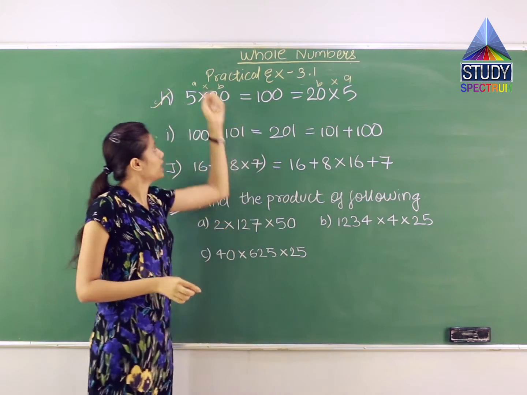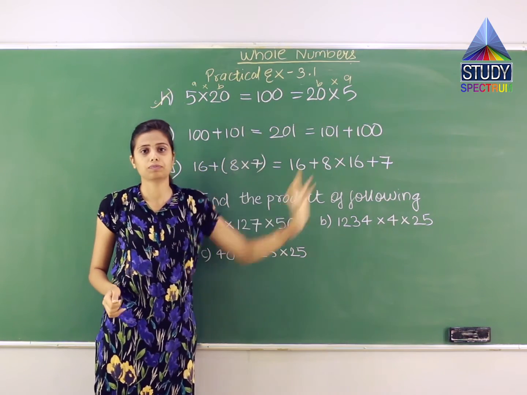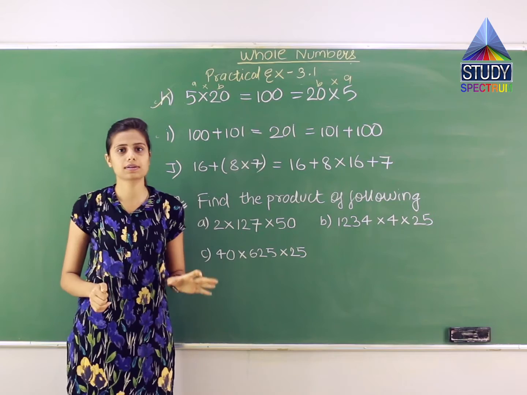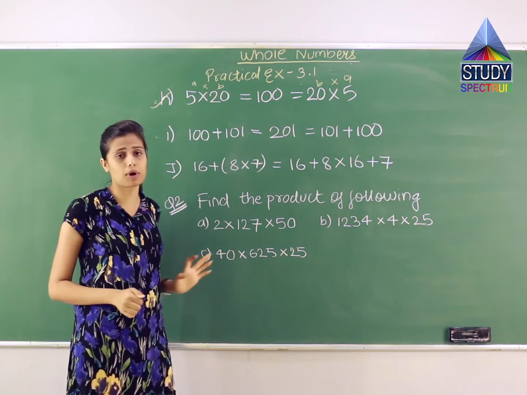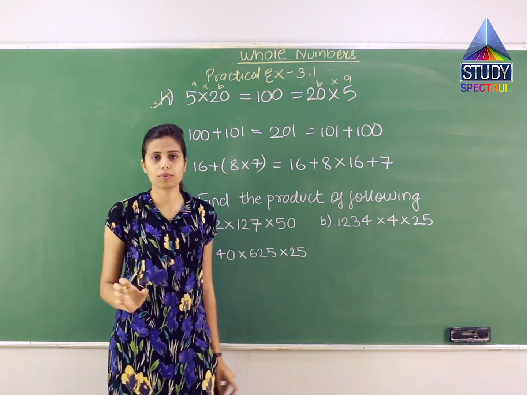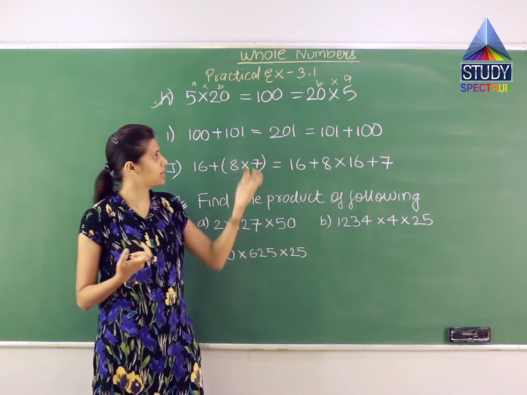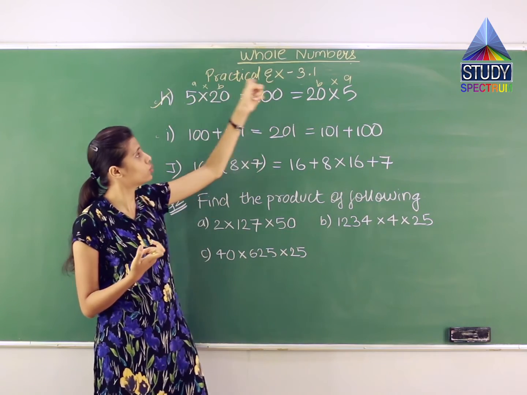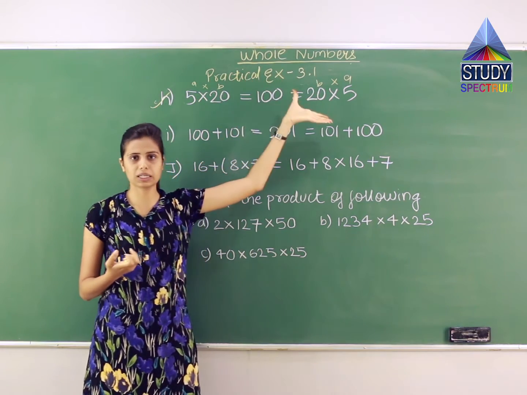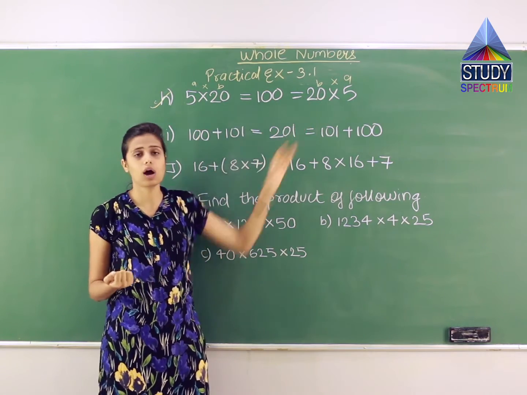So the formula is what? A multiplied by B is equal to B multiplied by A. Tell me which property is this? This is commutative property, right? Because what does the commutative property say? Commutative property says that the place of the numbers does not matter. Even if you exchange the numbers, whether I write A first or B first, in multiplication the answer remains the same. That is, LHS will be equal to RHS.